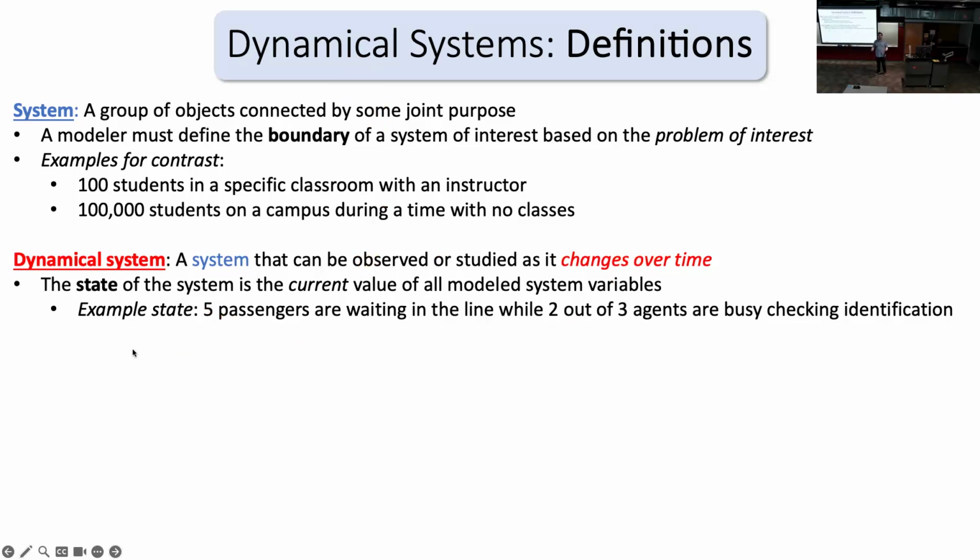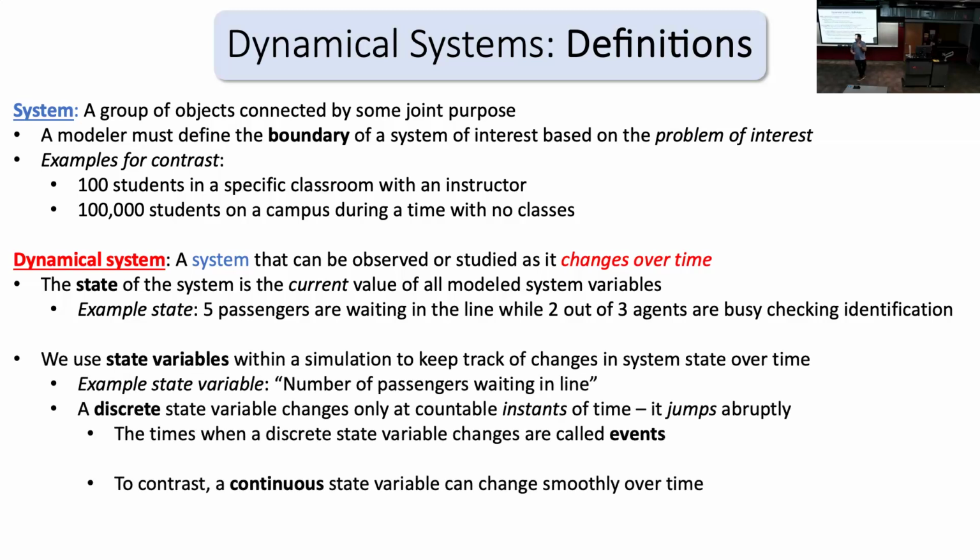And in these systems, we use the word state to represent what the current system is doing at an instant of time. An example state is there's 5 passengers currently waiting in line. Right now, 5 is the state, 5 passengers, while 2 out of 3 agents are busy checking. So the state of the whole system is 5 passengers waiting and 2 agents checking ID. We can say the state of the waiting line is there's 5 passengers in it. So state is a number, but state variable is the thing that we store the number in.